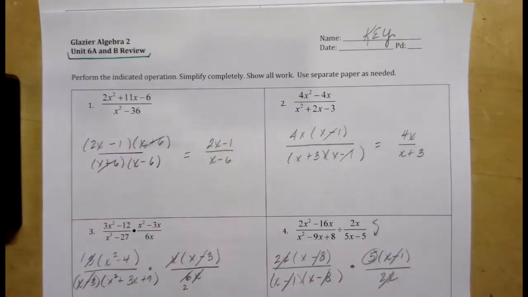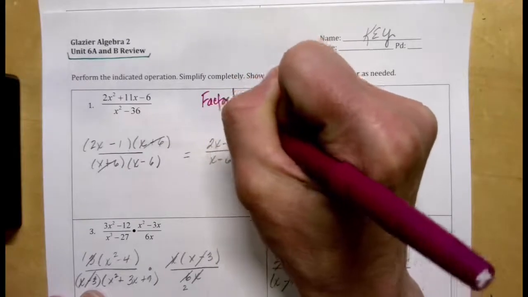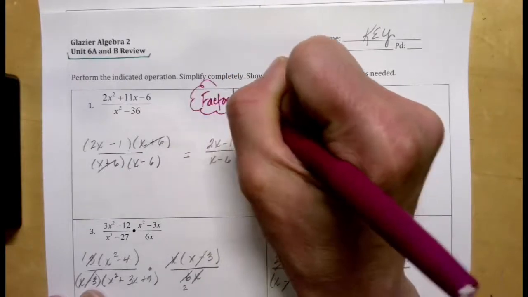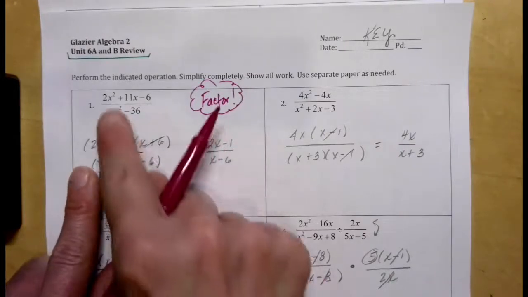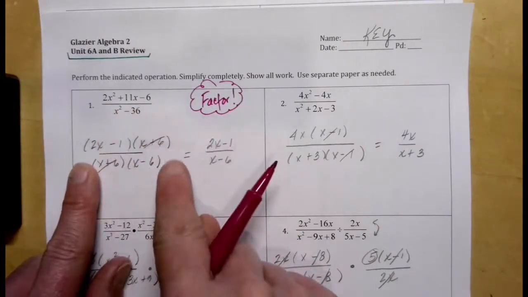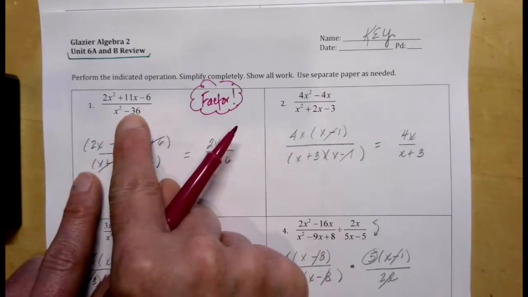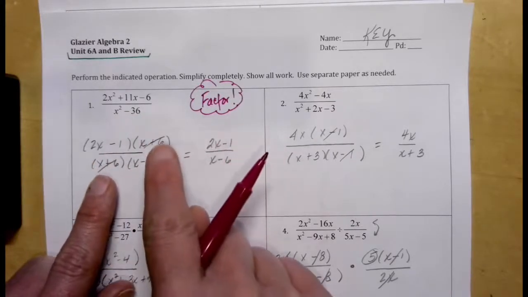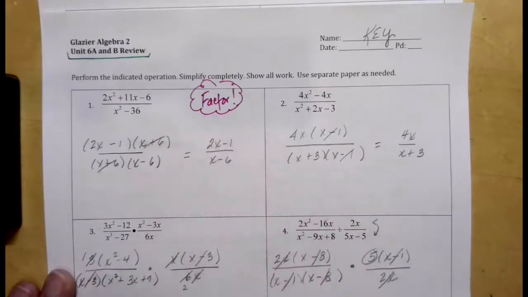Alright, we keep talking about how the biggest skill that you need to know how to do in all of this is to be able to factor. When you know how to factor, breaking a problem down like this is no big deal. So 2x² + 11x − 6 breaks down into these two factors. Here's the difference of two perfect squares. My x + 6's cancel out, and that's the answer that I'm left with.